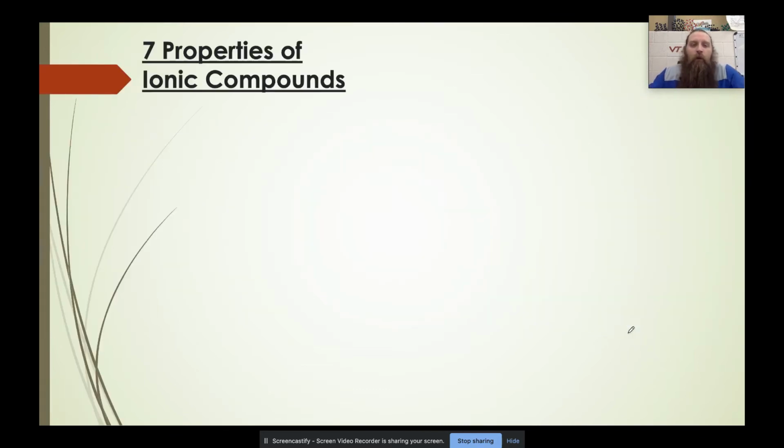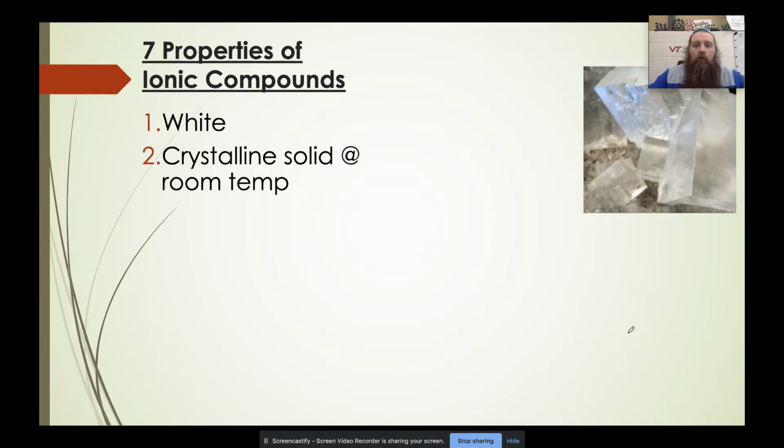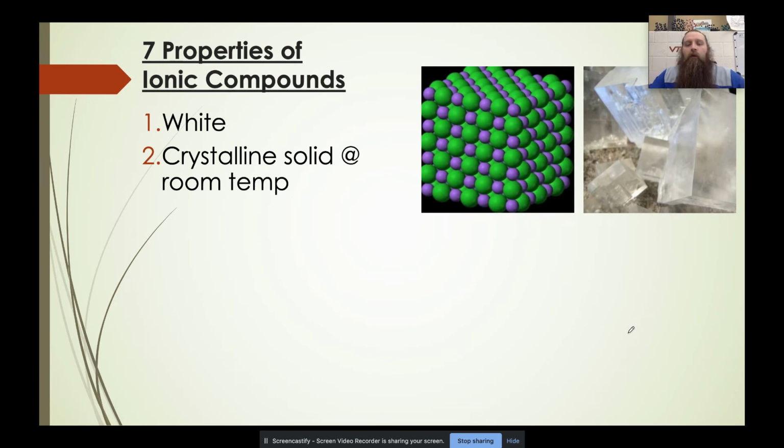Now, there are 7 properties of ionic compounds we want to make sure that we know. First, they are white in color. They're crystalline solids at room temperature. So at normal room temperature, 68 degrees Fahrenheit, you're going to have a solid white substance. It's going to be crystalline in nature. And crystalline means repeating patterns.